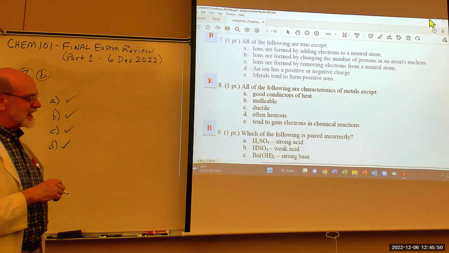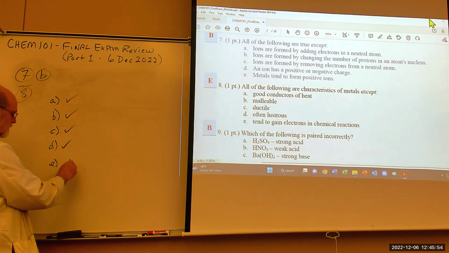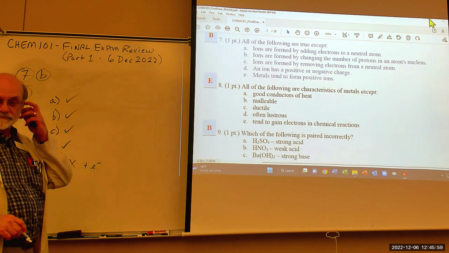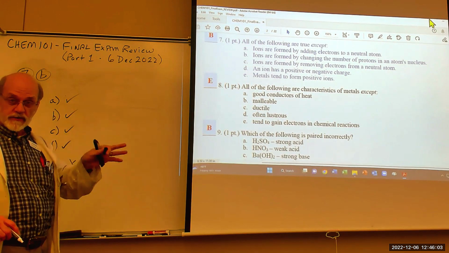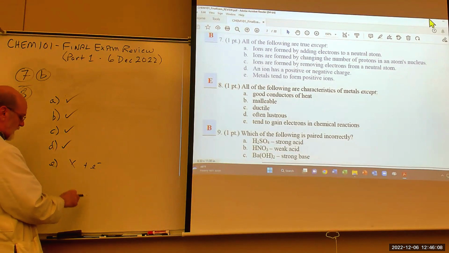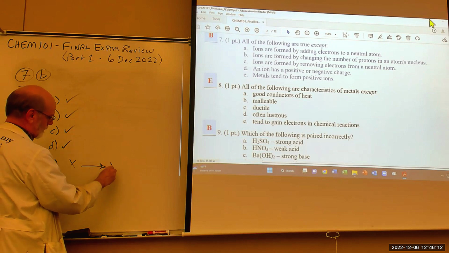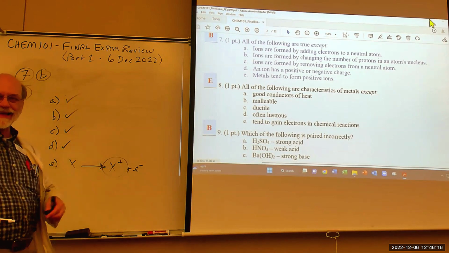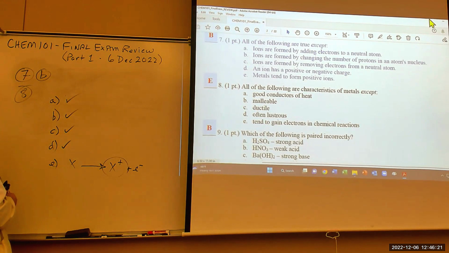And E, tend to gain electrons in chemical reactions. Do metals gain electrons in chemical reactions? No, they do not tend to do that. They can be forced to do that, but they don't tend to do that. Metals tend to lose electrons and form cations. So E is the false one.